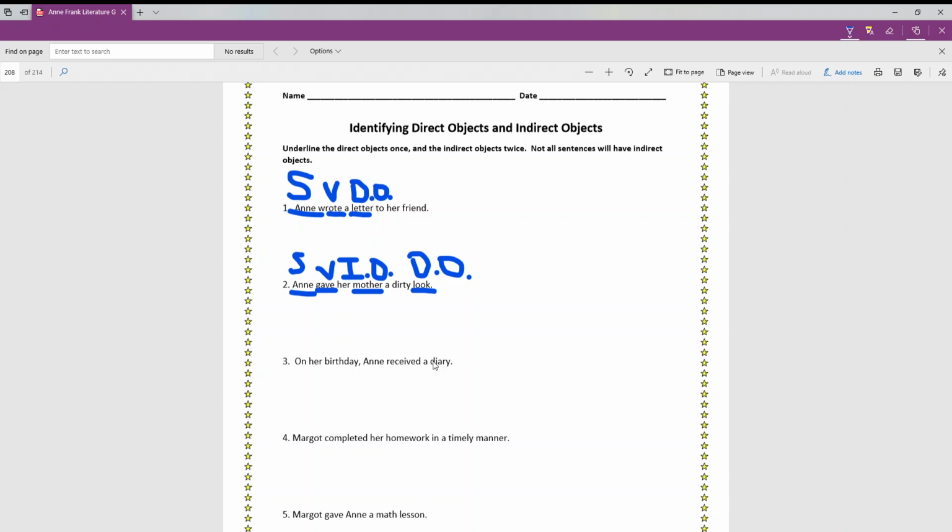Great. All right. Number 3, on her birthday, Anne received a diary. So this is a prepositional phrase to start the sentence out, which is great, but it's not the subject. Anne is still the subject. What did she do? She received. That's our action verb. And what did she receive? A diary. I don't really have anything left, so there's no indirect object here. Anne is the subject, received is the transitive verb, and diary is the direct object.